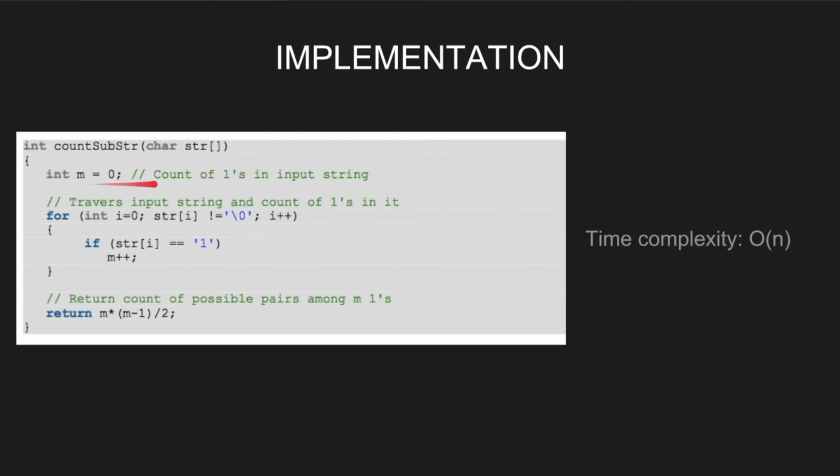First, we initialize m, the count of 1s in the input string, to 0. Then we traverse the input string and count the number of 1s. If string[i] is 1, increment the count. Then return the count of possible pairs among the m 1s by m * (m - 1) / 2. The time complexity of this solution is O(n), as there is a single loop in it.